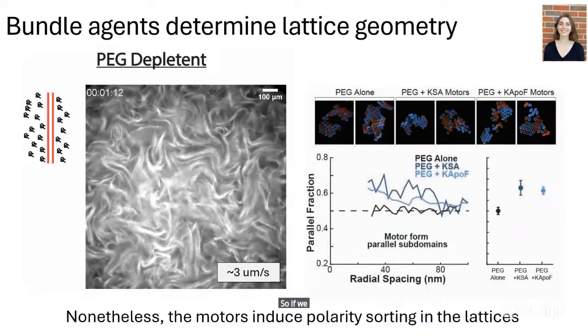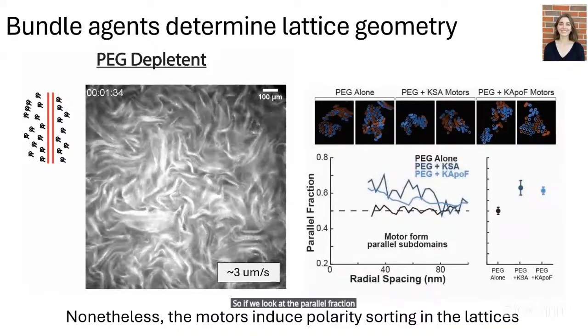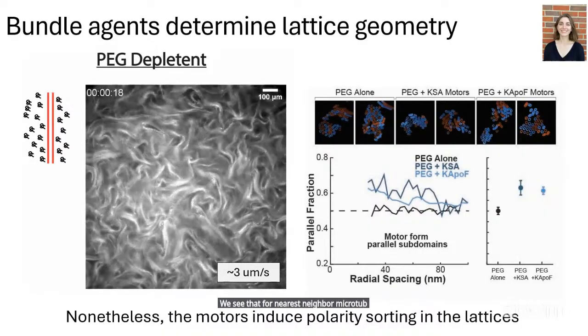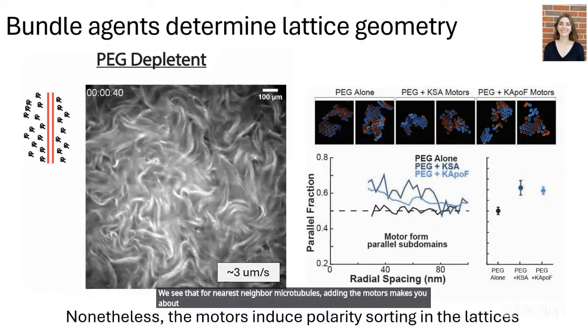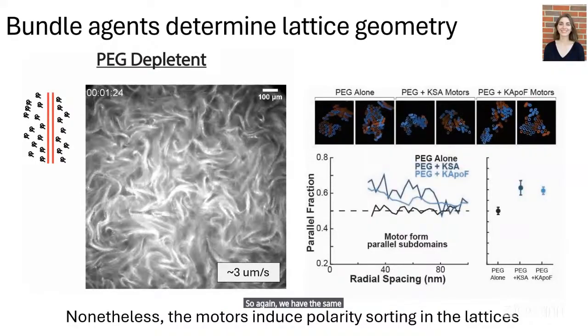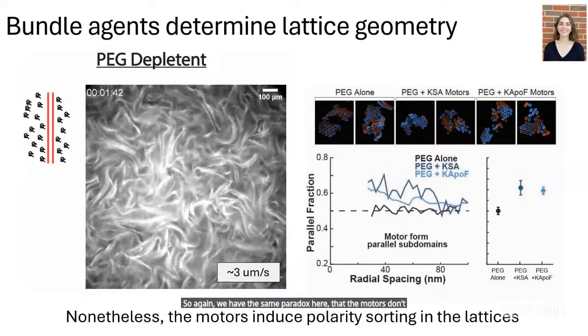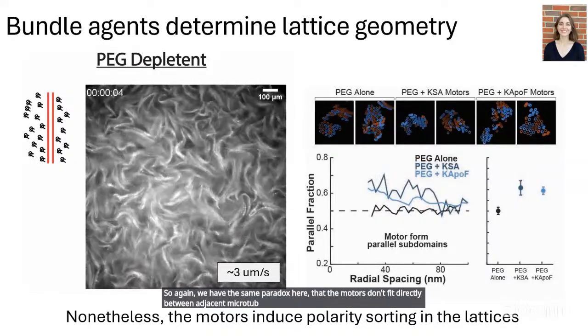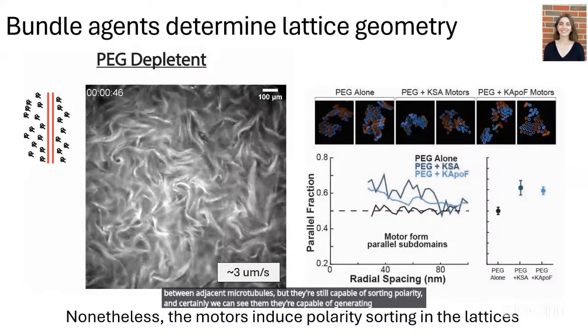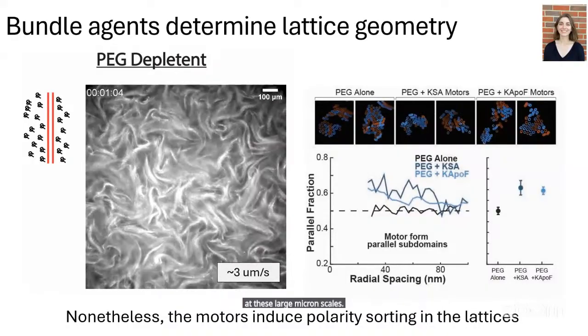So if we look at how the parallel fraction scales with the spacing between adjacent microtubules, we see that for nearest neighbor microtubules, adding the motors makes you about 10 to 20% more likely to be parallel with your neighbors. So again, we have the same paradox here that the motors don't fit directly between adjacent microtubules, but they're still capable of sorting polarity, and certainly we can see that they're capable of generating motion at these large micron scales.